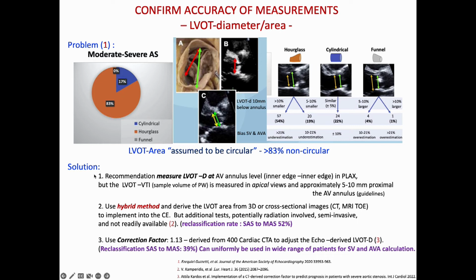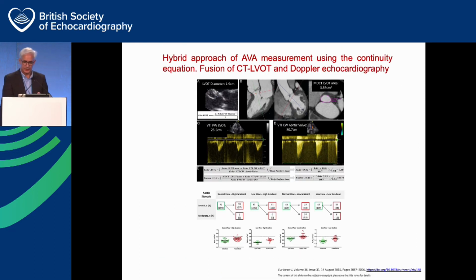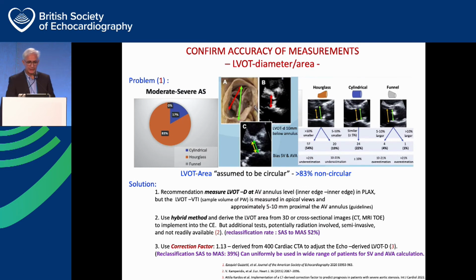The recommendations, therefore, as a solution say that we have to just measure the LVOT diameter at the annulus level. We can use the hybrid method, which I think one of the speakers already alluded to, where the LVOT area is derived from the CT planimetry, and then it's implemented into the continuity equation to accurately describe the LVOT area. This is all additional tests, additional expenditure, radiation potentially involved, and if it's done by TOE, it's semi-invasive. And that's what the Dutch group has shown to us. The other thing that we can do to help the LVOT diameter is to use a correction factor.